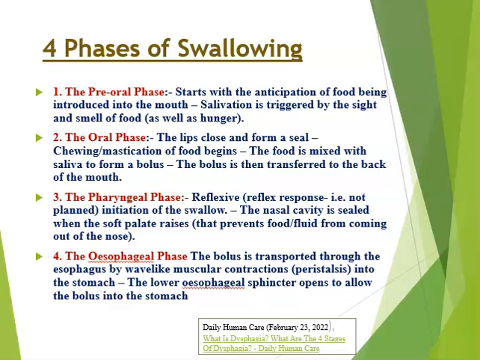Now moving on to the phases of swallowing. Generally, there are four phases: the pre-oral phase, the oral phase, the pharyngeal phase, and the esophageal phase. The pre-oral phase starts with the anticipation of food being introduced into the mouth, followed by the oral phase where the food is mixed with saliva to form the bolus.